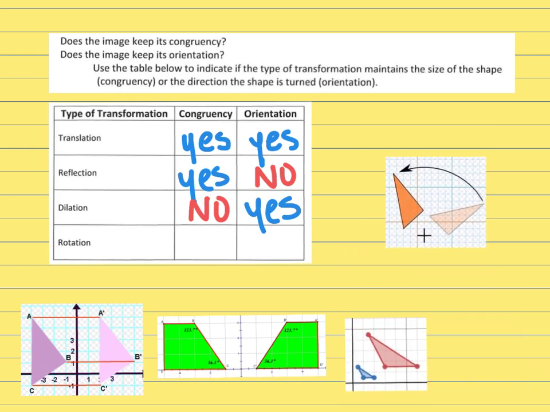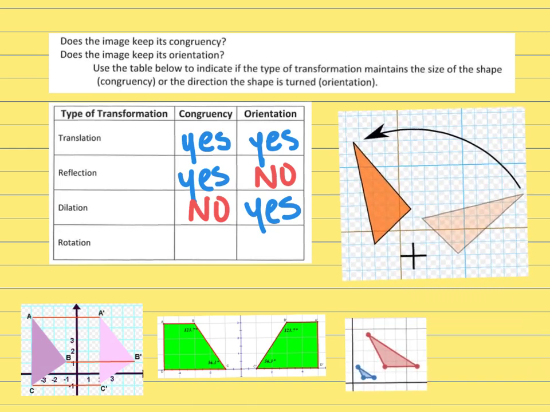Then the last one is rotation. On this particular example, they're saying this was the first shape and then it rotated or it turned around and now it's facing a new position. You can tell that the shape is the same size triangle when you look at it. However, it's not still facing in the same direction. So I would say yes to congruent, but I would have to say no to orientation because it's not still pointing in the same way.